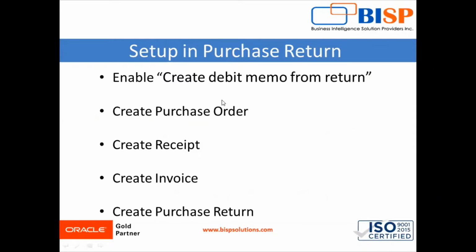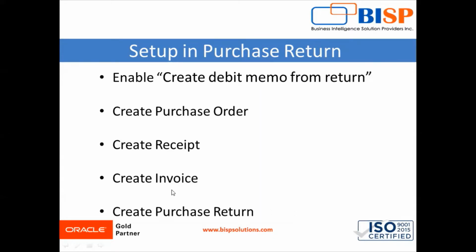After enabling debit memo, we have to create a purchase order for our item. In the purchase order, we have to specify the item quantities and the price for our item. After creating the purchase order, we have to create a receipt. After creating a receipt, we have to create an invoice in accounts payable. In the invoice, we have to specify again the quantities and the amounts for our item.